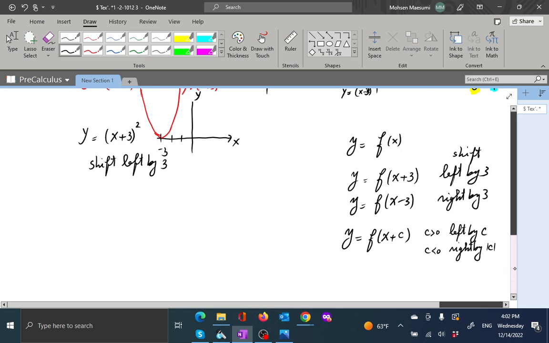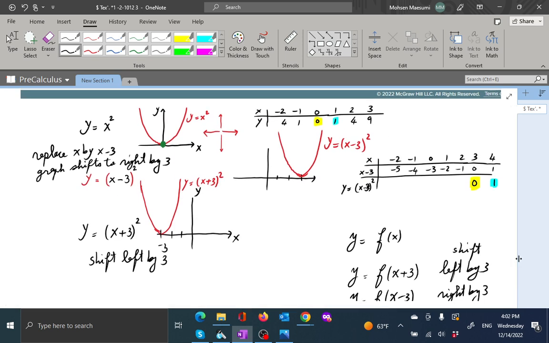Well, we did something to x and the picture moves accordingly. Notice that it's a bit counterintuitive perhaps. If I subtract, I go to the right. If I add, I go to the left. So it's the opposite of what you might think. If I add, I go to the left. If I subtract, I go to the right.